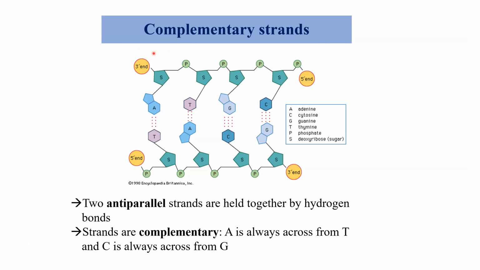And this is discussed a little bit more here. So you have complementary strands, meaning that certain bases always interact with other bases, and these two anti-parallel strands are held together by hydrogen bonds. Strands are complementary. A is always across from T, and C is always across from G.